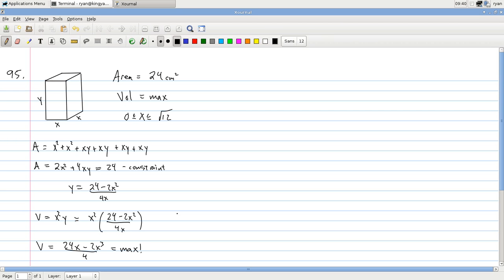So we've got our domain, we've got the function we're trying to maximize, so now let's take our derivative and set it equal to 0. V prime is then 24 minus 6x squared over 4, and we're going to set this equal to 0 to find our critical numbers. We can multiply both sides of this equation by 4, giving us 24 minus 6x squared equals 0. Then divide both sides of the equation by 6 to give us 4 minus x squared equals 0. This can be factored to give us x equals 2 and x equals negative 2. Going back to the domain of the problem, x equals negative 2 doesn't make physical sense. So our only critical number is x equals 2.